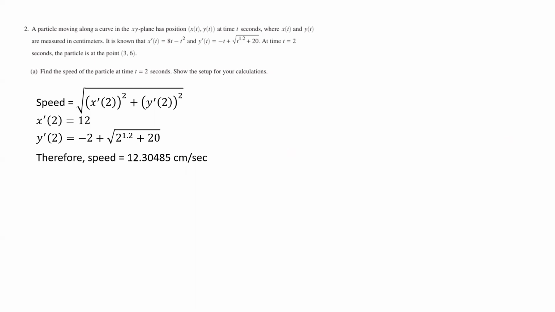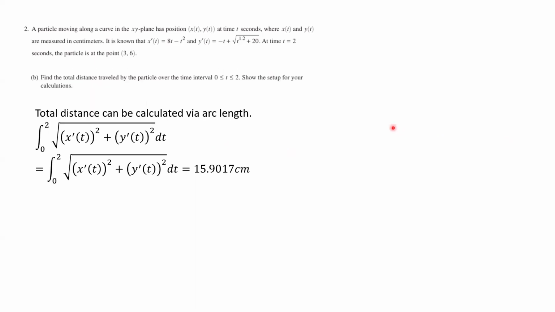So then, next one. Give me a second. I always have trouble navigating. Okay. Find the total distance traveled by the particle over the time interval t is between 0 and 2. Show the setup for your calculations.